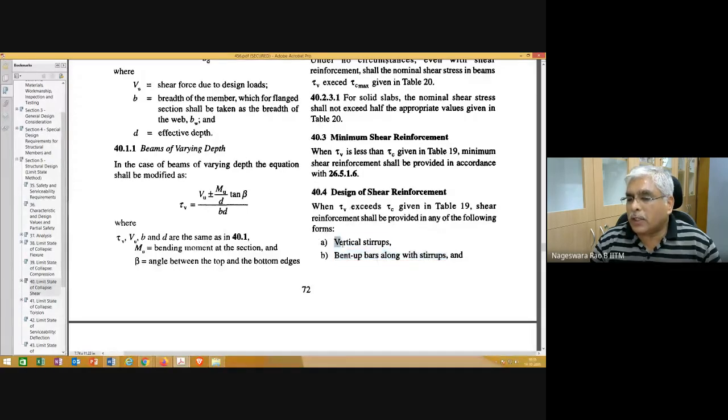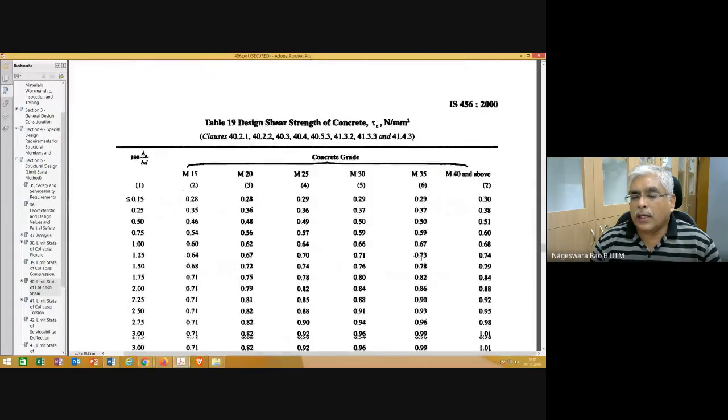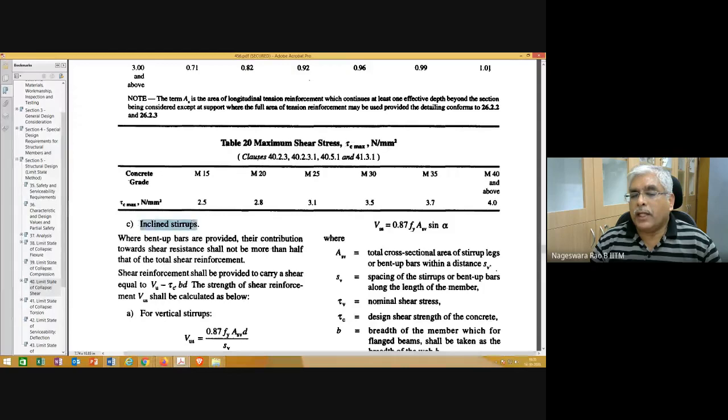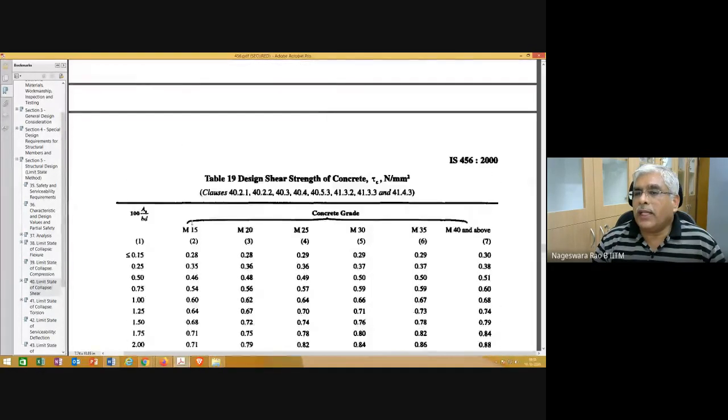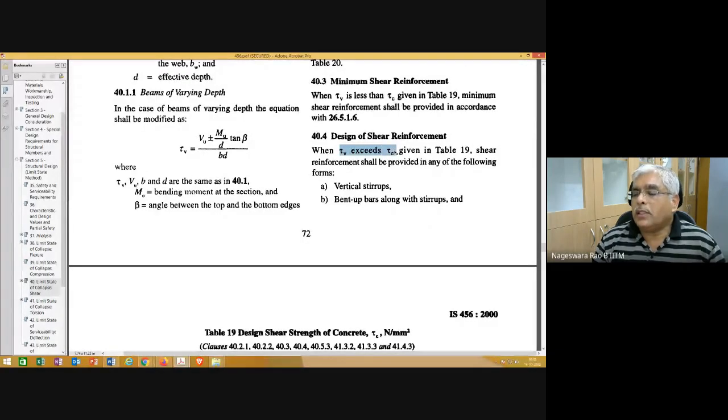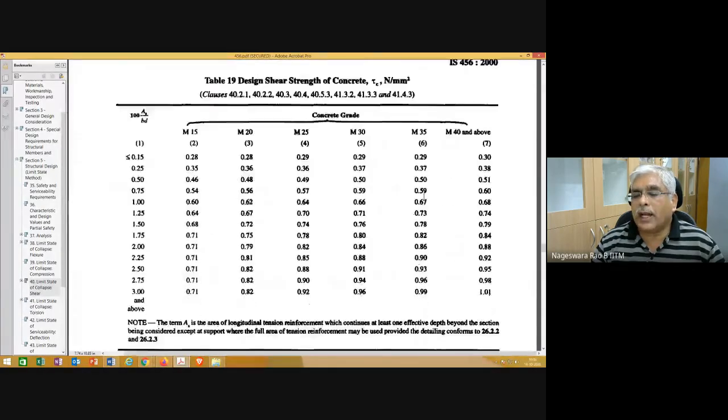You can have vertical stirrups alone, or bent up bars along with vertical stirrups, or the other option is inclined stirrups. So these are the various ways in which you can take care of the shear that is missing here. Missing in the sense, what is the difference between the nominal shear stress and design shear strength? You find that difference, and that is the shear you need to take care of. That shear can be taken care of by any of these options: vertical stirrups, bent up bars with stirrups, or inclined stirrups.